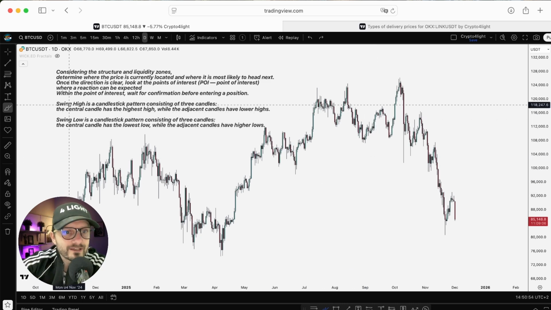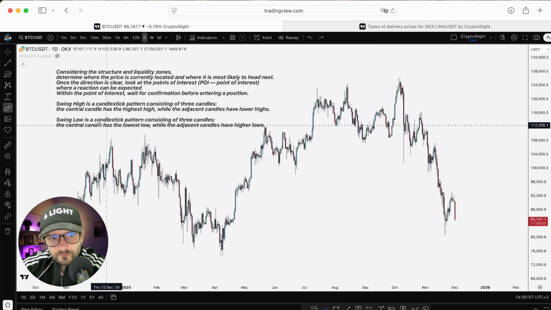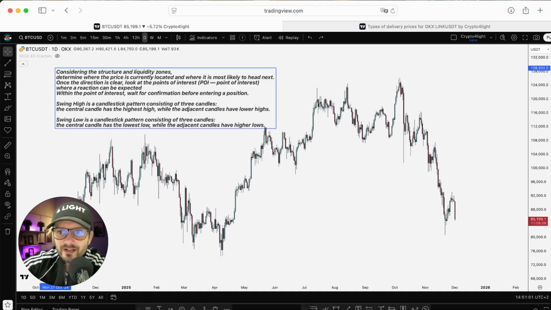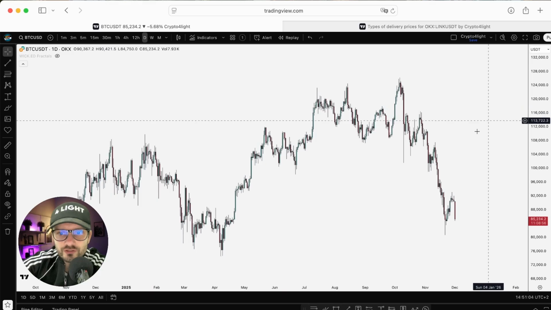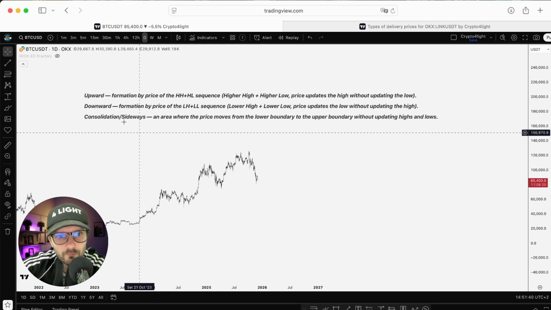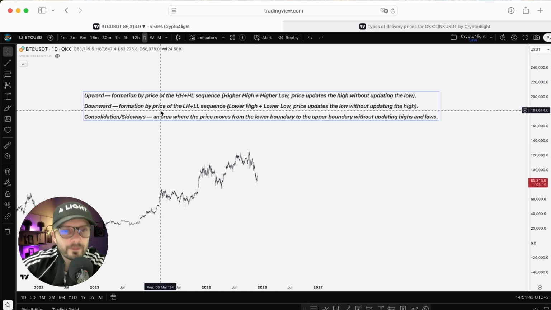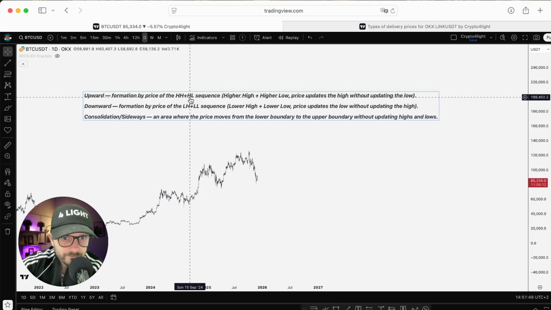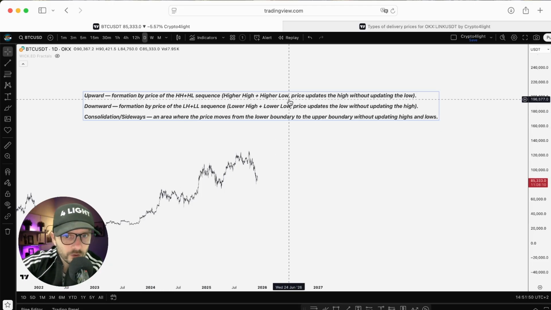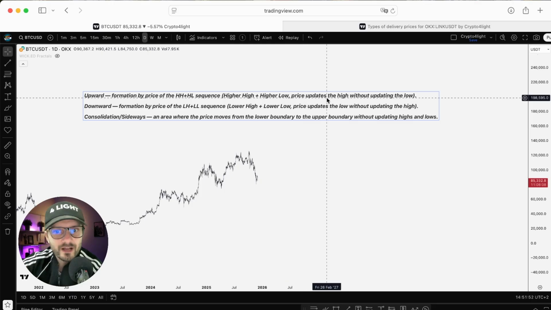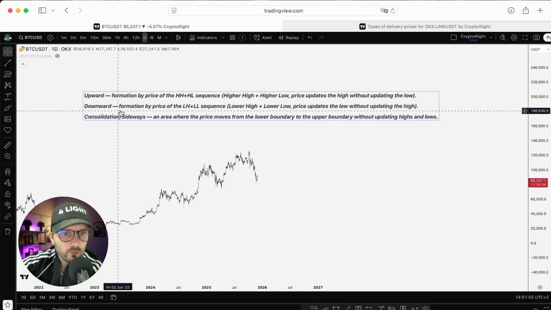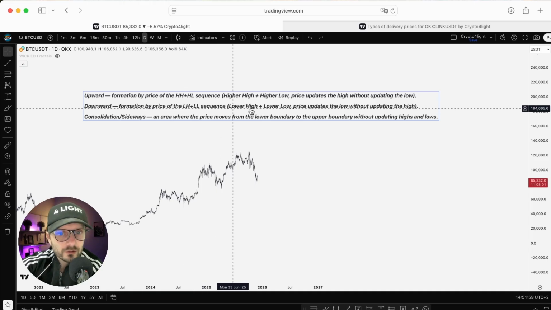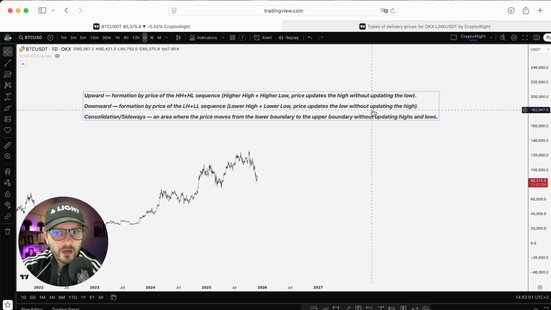Usually we identify the swing high and swing low. Once again, it's a structure. Highly recommend you guys go and check the video about structure on the channel. So we can identify the upward formation when the price forms the HH and HL, so higher high and higher low. Price updates the high without updating the low. And downward, it's a formation by the price of the lower high and lower low. Price updates the low without updating the high.